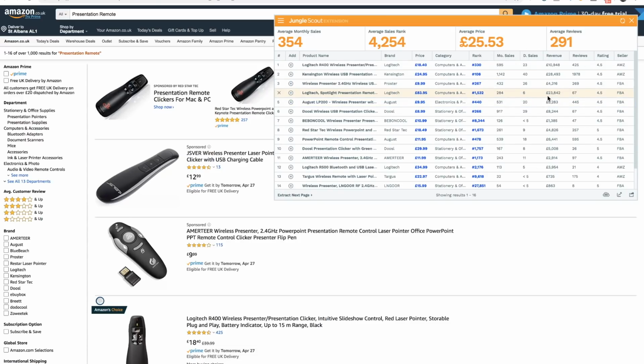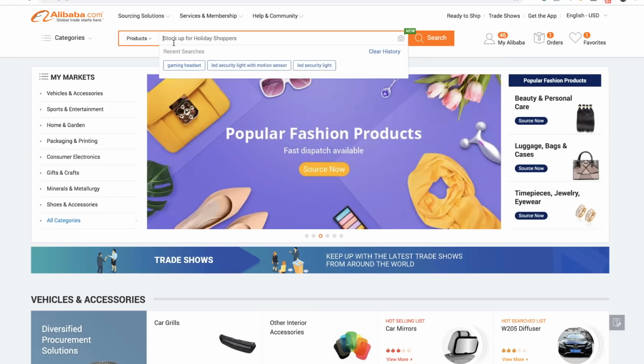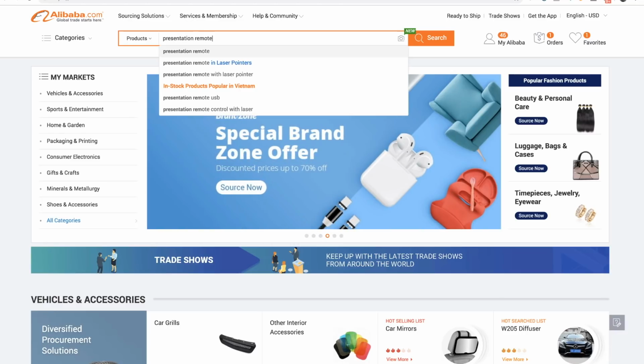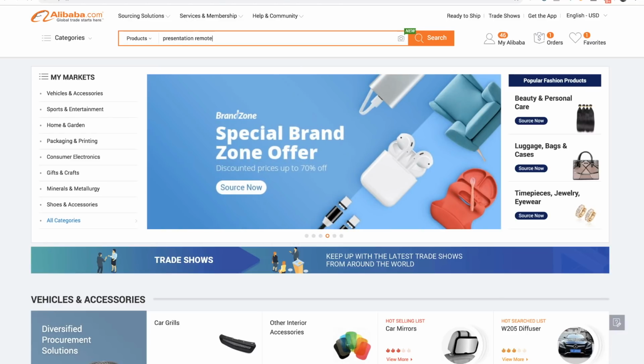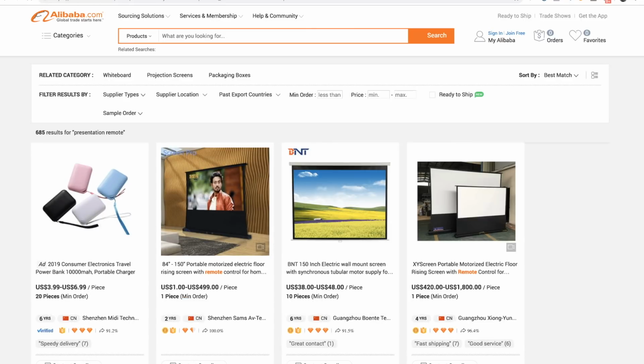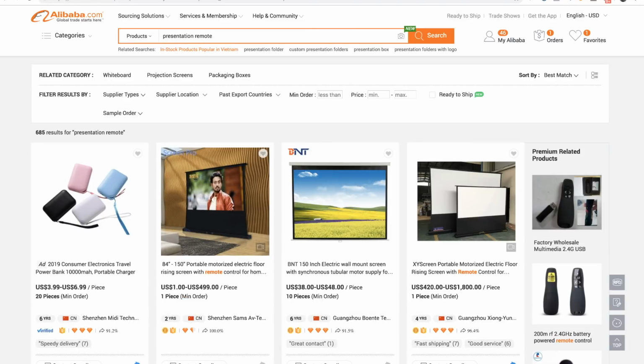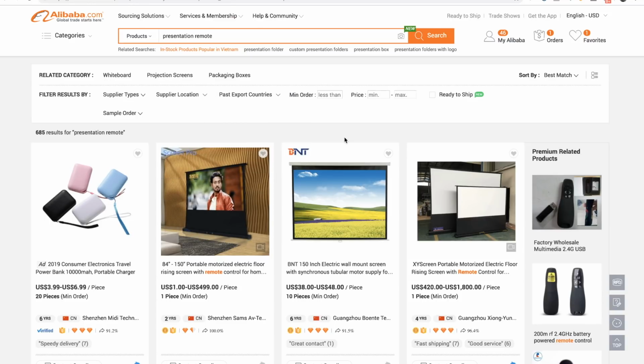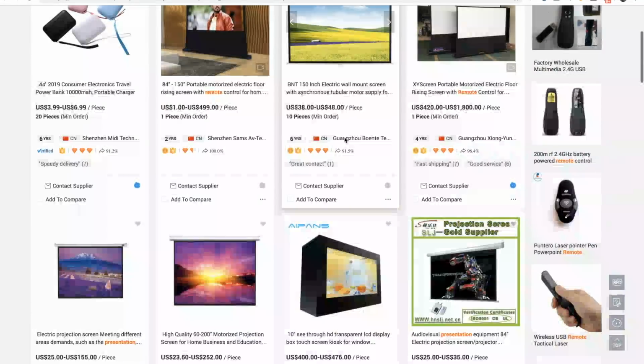At this point, I would then go onto Alibaba, and I was searching for this. Presentation remote laser pointer. Okay, and then I'm thinking at this moment, laser pointer, is there going to be an issue with safety guidelines and safety certificates? So that's something in the back of my mind. I think, okay, research what I need as a seller, as an importer, to be able to do that.